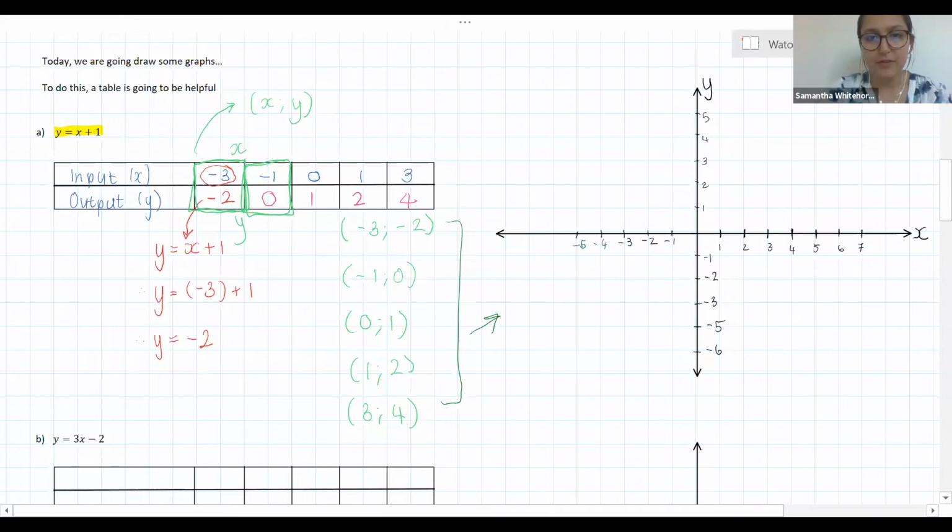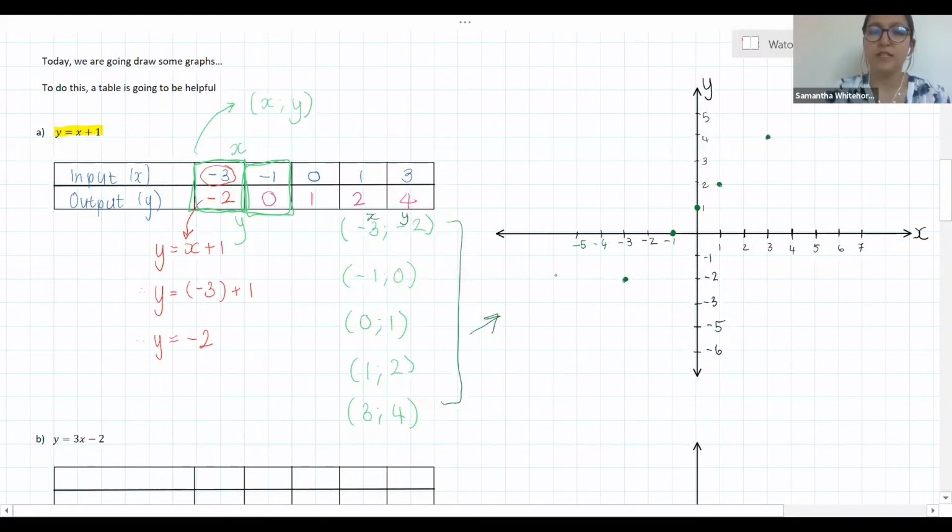-4, -5, right? So -3 is the x, -2 is the y. So I go to -3 on my x, I go down to -2 on my y, and I plot my point. You don't have to do anything other than plot the point. I haven't asked for any labels just yet. The next one I've got is -1, 0. So that's on the x-axis. I then have the point 0, 1, which is now on the y-axis. I then have the point 1, 2, and the point 3, 4.